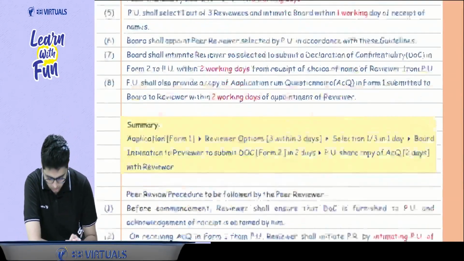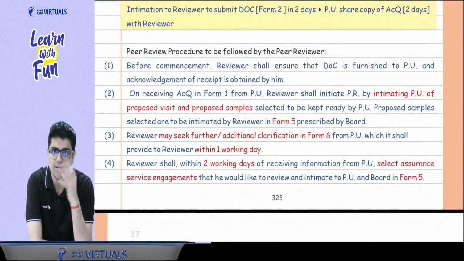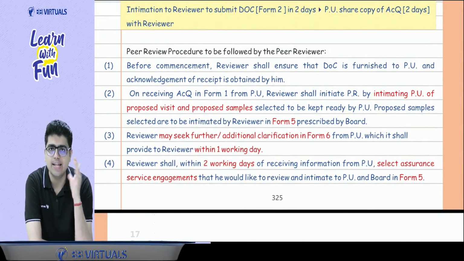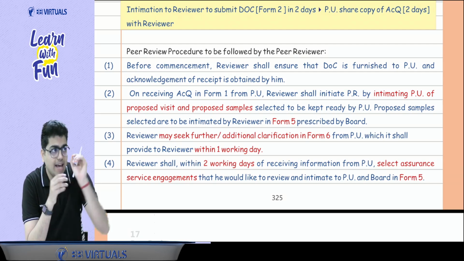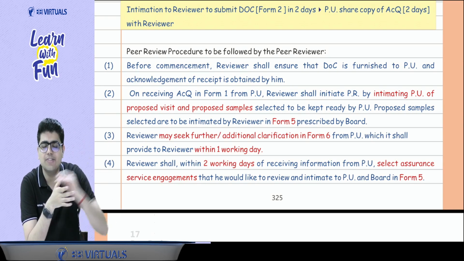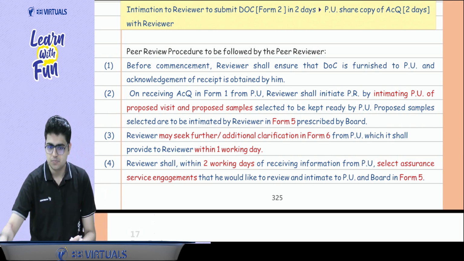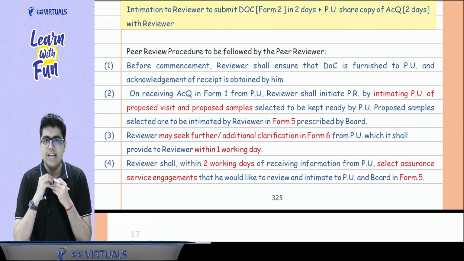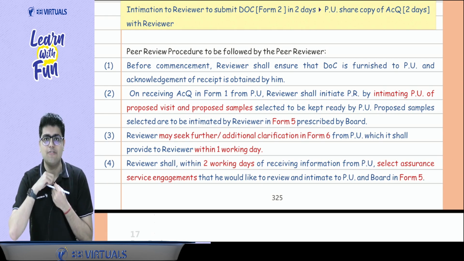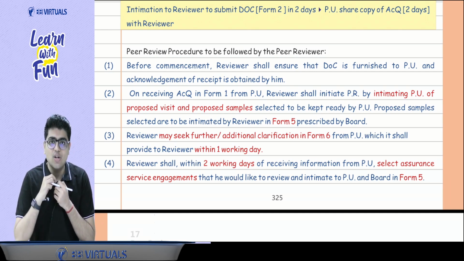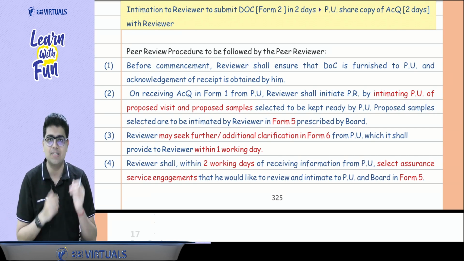So now what we have just covered is the initial part in which the application is sent by the practicing unit to the peer review board, and then the peer review board gives 3 names to the practicing unit, and out of those 3 names 1 is selected, and that person who is selected is also provided with a copy of application cum questionnaire so that he can give samples out of that. Now let's focus on the next topic in which the peer reviewer will share the samples with the practicing unit, and if required, he can also seek additional samples from the practicing unit.